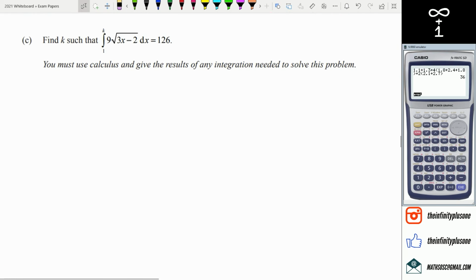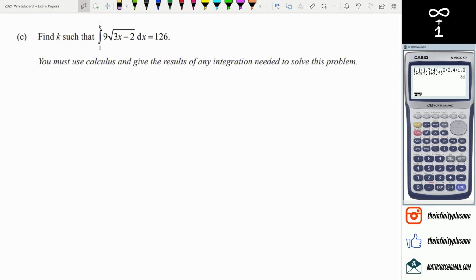So question C here is integrate. We've got a definite integral with k and 1, and we've got to try and figure out what the value of k is. So I'm going to do this first. The integral from k to 1 of 9 times (3x minus 2) to the power of half is equal to 126.